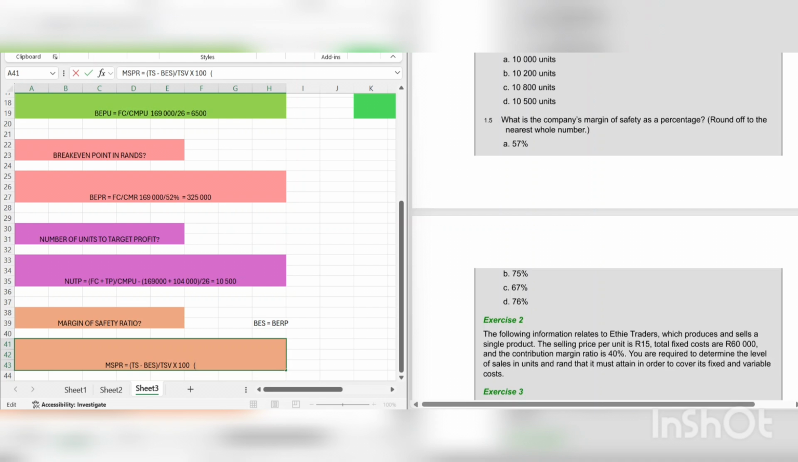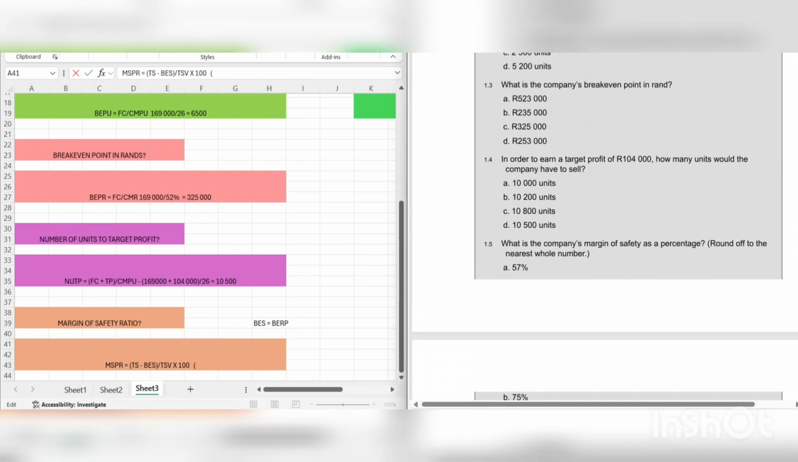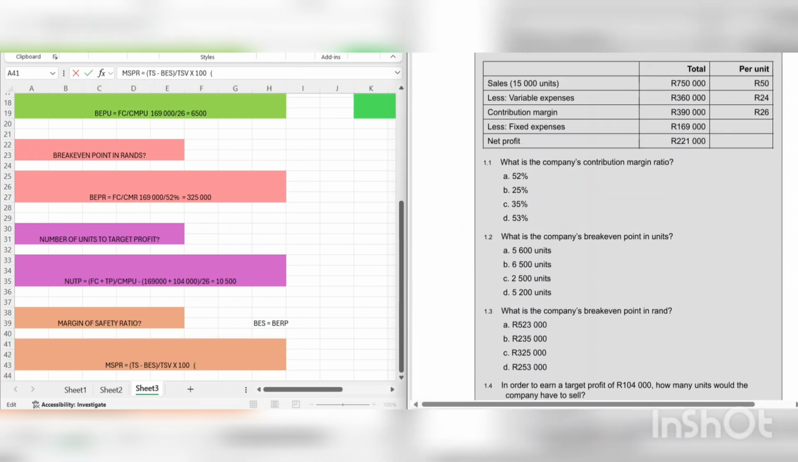And so we had 750,000 minus 325,000 divided by 750,000 times 100, and that will give you 56.6, and once you round this off, you have 57%.